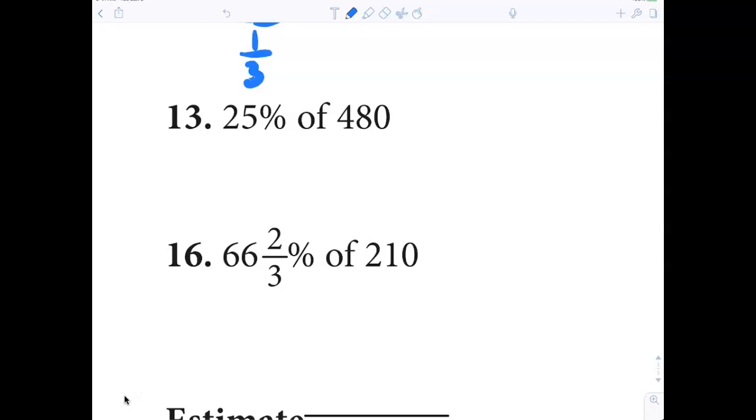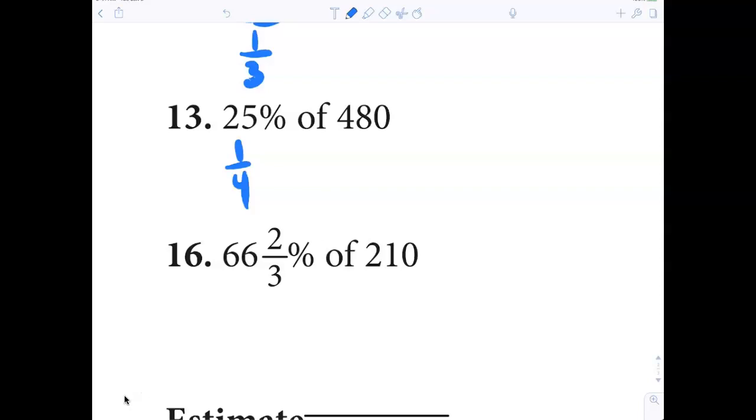Times 25 by 42. Nope. What does 25% mean? 1/4. Stop talking now. You should recognize 25% is the same as 1/4. And what does 1/4 mean? Xavier, what does 1/4 mean?